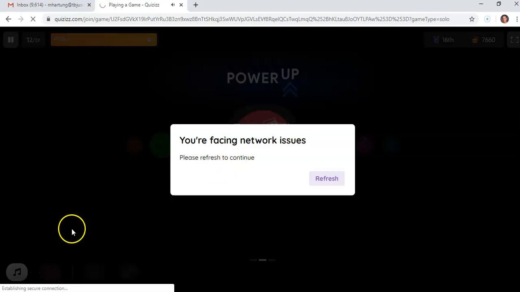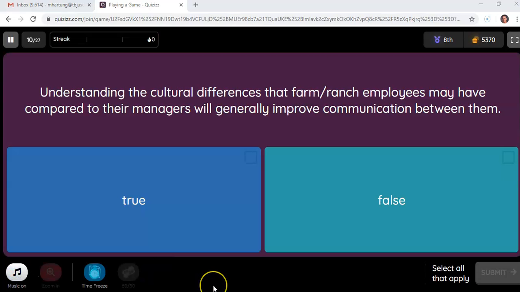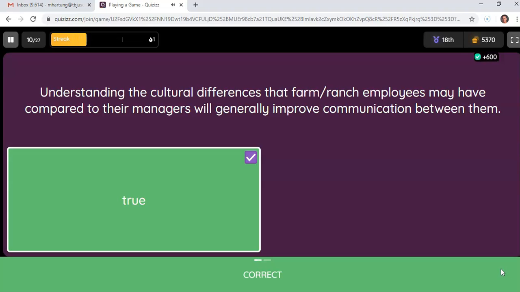Well, this is great. Had a little glitch there with the internet. Same question here. So it's a good idea to know and understand the cultural differences. Generally offending people, employees, poor communication, misunderstandings, not conducive to productive farm management. We call that true.